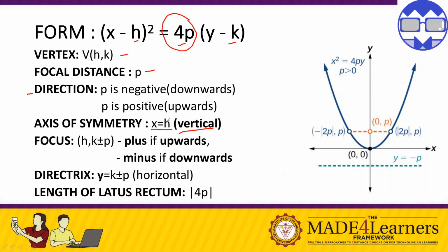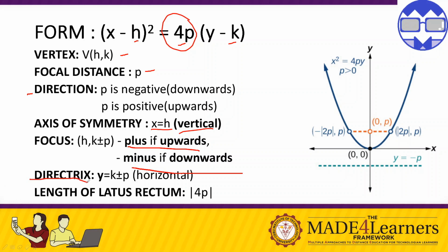Now for the focus, since it's vertical, up and down, we add at the vertical movement, which is k. So we add the focal distance, p. Plus p if the parabola is opening upward, minus p if it's opening downwards.